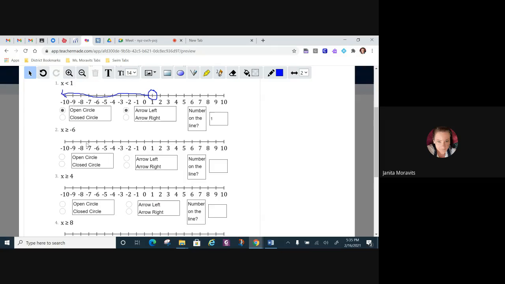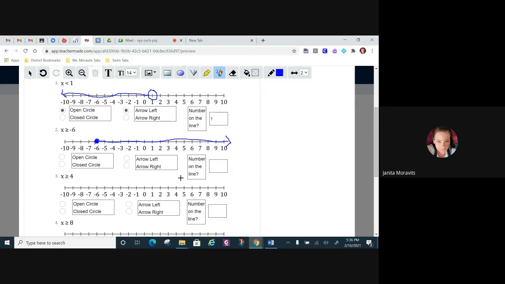Right here, we have x is greater than or equal to, and our number is a -6. So here's our -6. Now, since it's greater than or equal to, that means it's going to have a closed circle. So we're going to go right here to -6, and we're going to make that a closed circle like that. And it's greater than or equal to, so that means that our line is going to go this way.